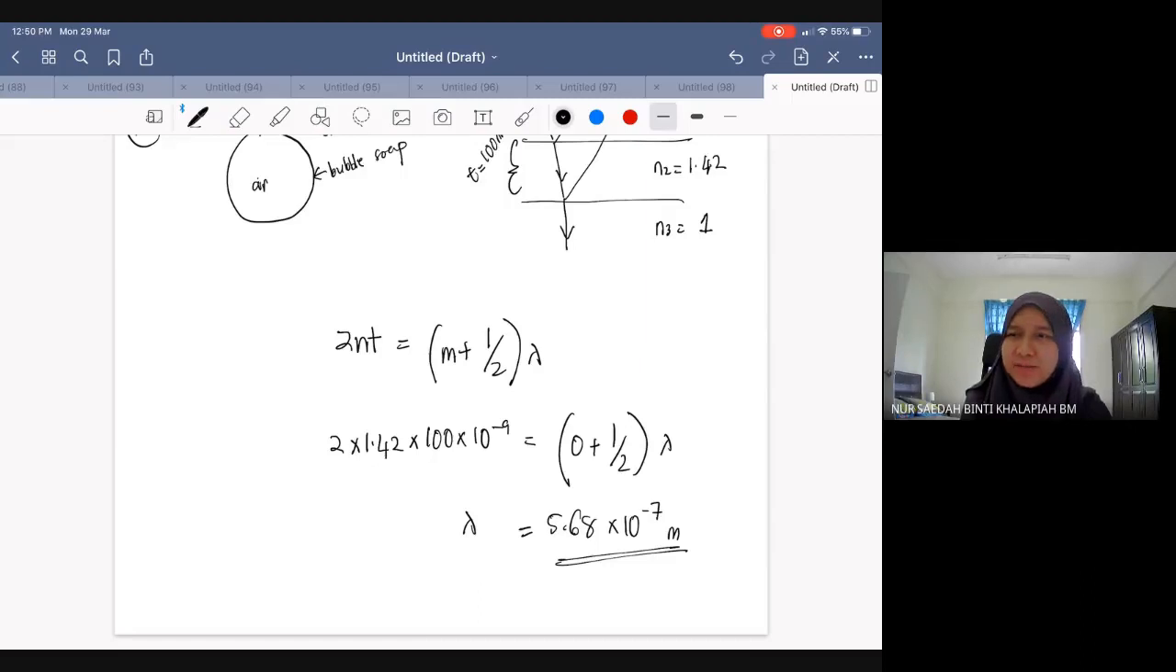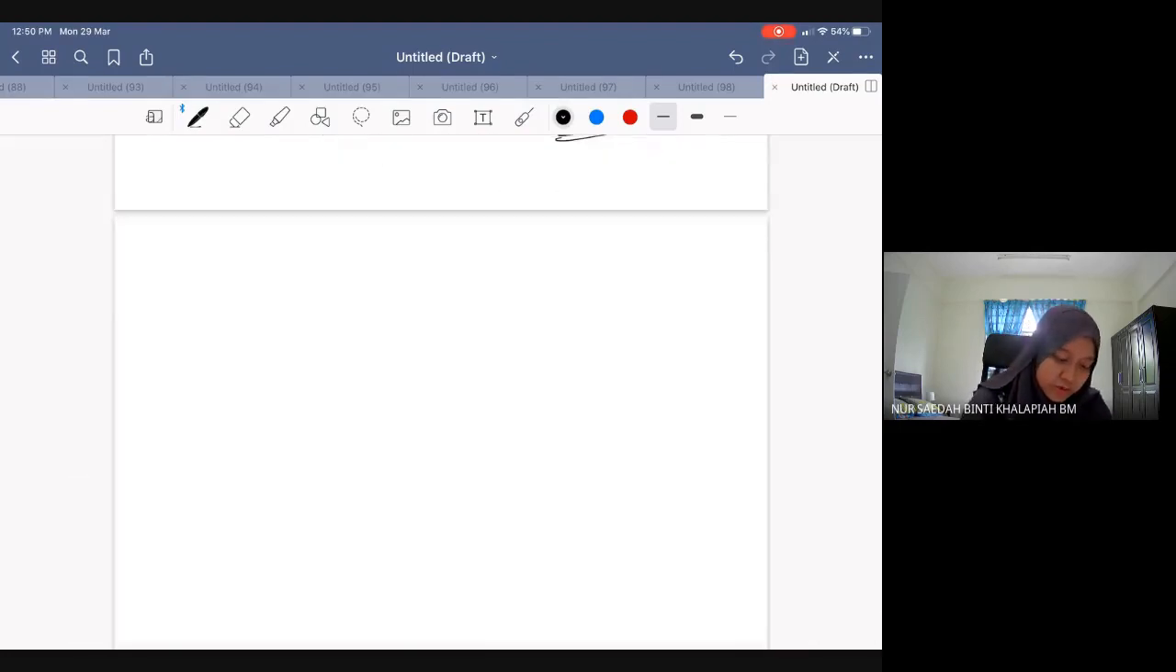Okay, so mari ulang balik semula. Pertama, decide in phase ke anti phase. Kedua, daripada keyword dalam soalan, dia minta tu constructive interference ke destructive interference. Macam tu. Okay, so next, number 11. A non-reflective coating. Okay, non-reflective coating.